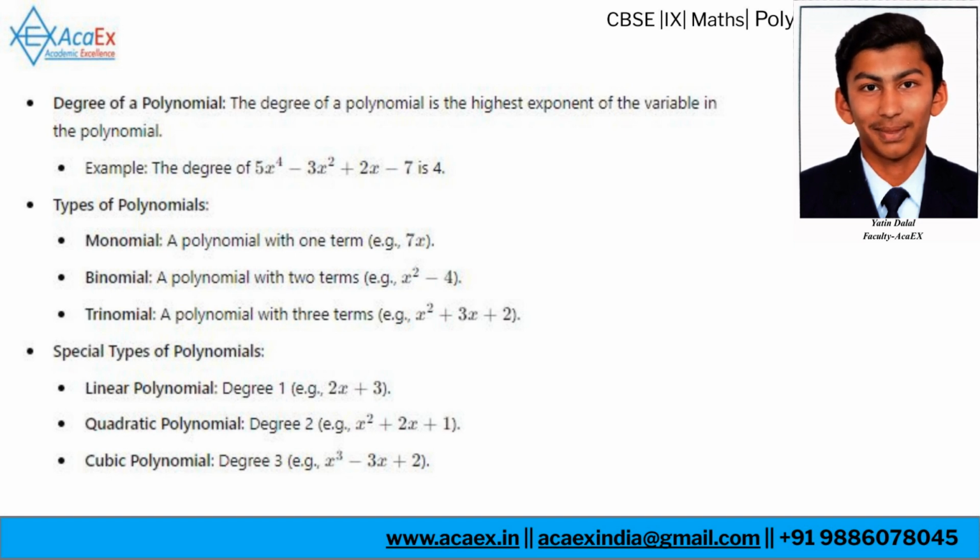Types of polynomials by degree. Linear polynomial, degree 1, e.g. 2x plus 3. Quadratic polynomial, degree 2, e.g. x squared plus 2x plus 1. Cubic polynomial, degree 3, e.g. x cubed minus 3x plus 2.